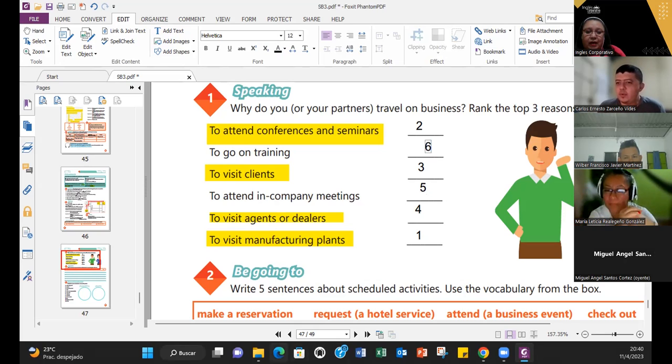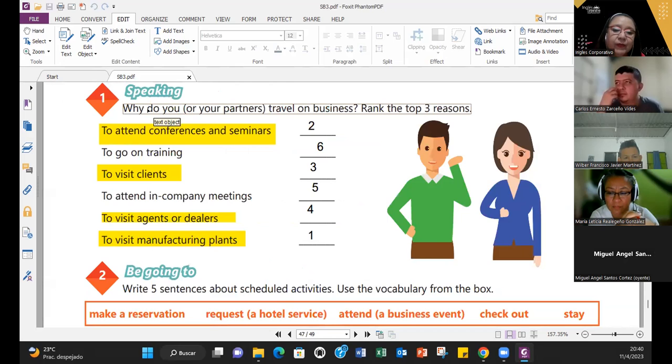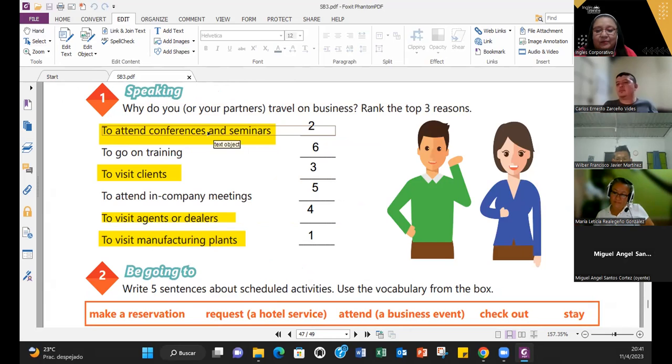Like that, for example? Okay, one is to visit manufacturing plants, to attend conference and seminars. And then number three, to visit clients. Yes. It is acceptable. Okay, very well. Let's get back then to the main session room. Remember, one of you is going to present it. Because you have to read them, or if all of you want to participate, it would be better. Okay, let's return.